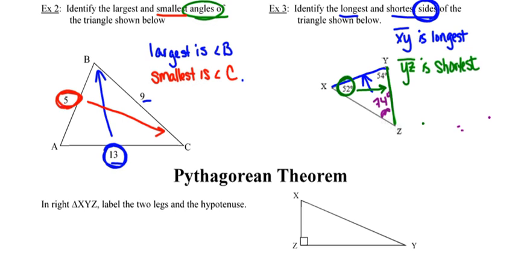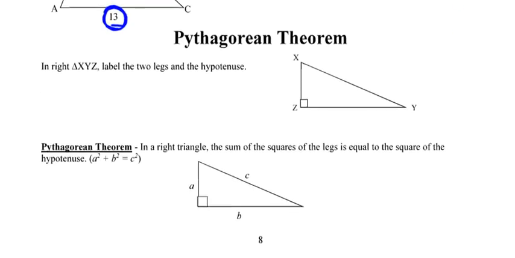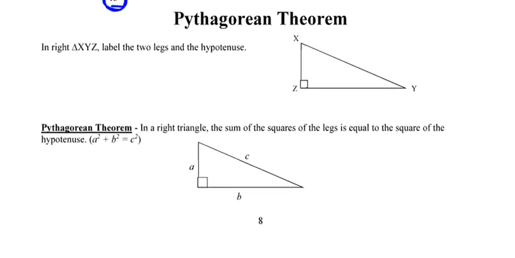The next idea that we're going to revisit is the Pythagorean Theorem. Pythagorean Theorem, remember, is only for right triangles. That's an important idea that you should have brought with you from middle school. So right triangles only. And just to make sure that we're all on the same page and speaking the same language, we're going to revisit a little bit about right triangle anatomy.